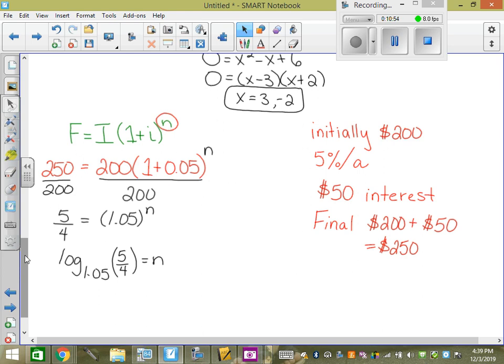The only difference is if it was decreasing instead of increasing, so it was depreciating instead of appreciating, I would just go 1 minus 0.05. So I'm going to type this in.